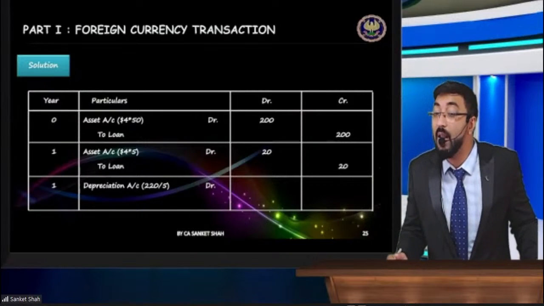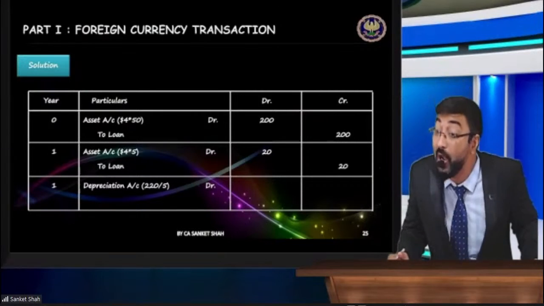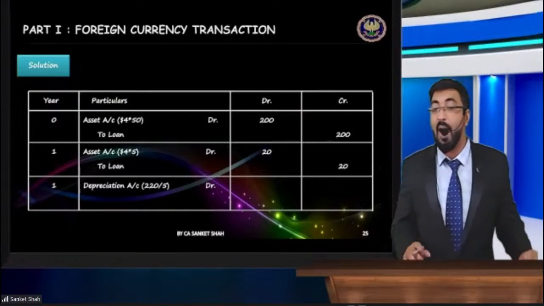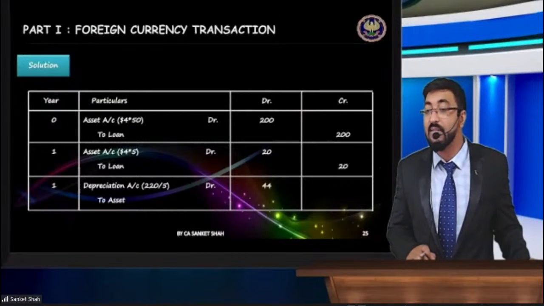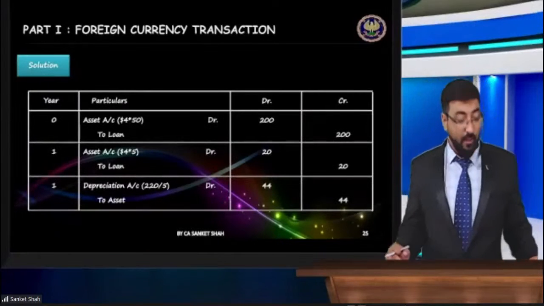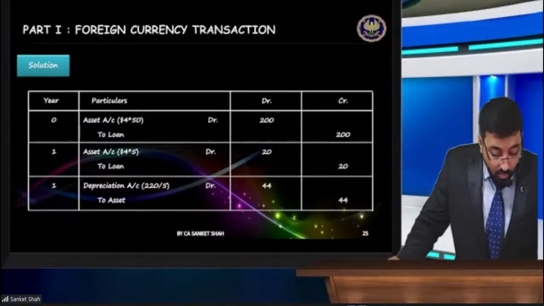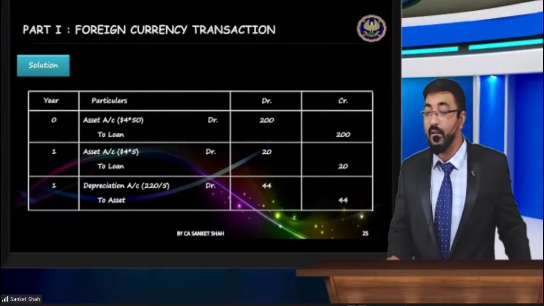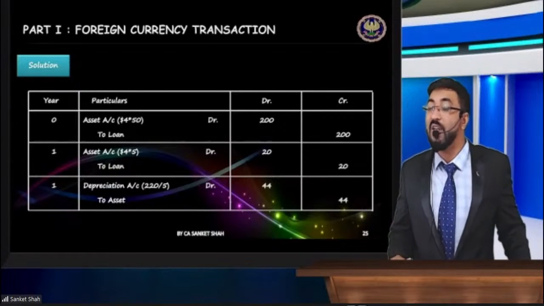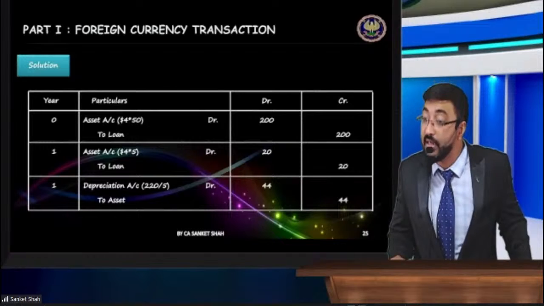So your total balance in the asset before depreciation is 220, and 220 divided by 5 years. Answer is 44. So depreciation account debit to asset, answer is 44. Write down all three entries. Asset account debit to loan. Exchange difference, you adjusted it in the asset account.